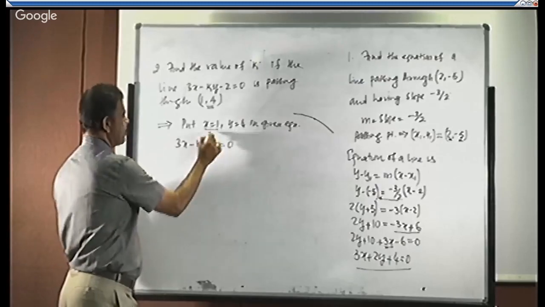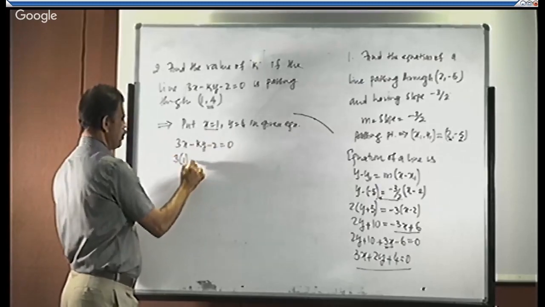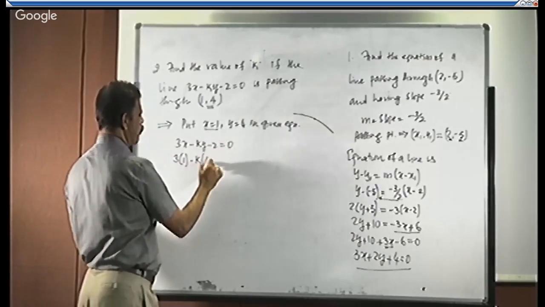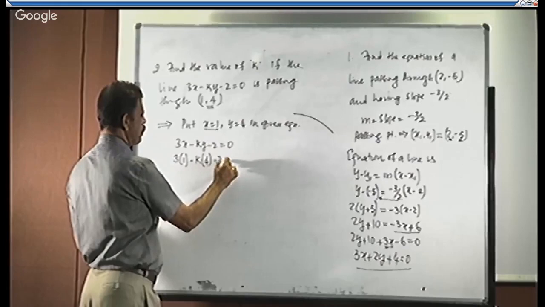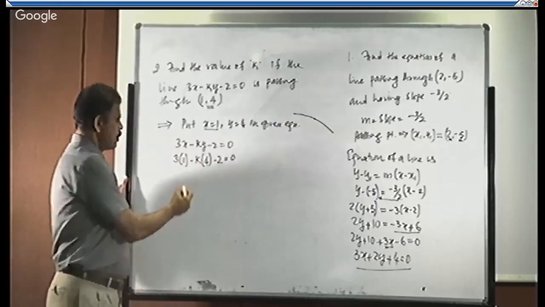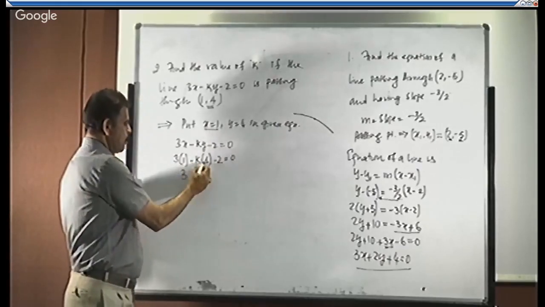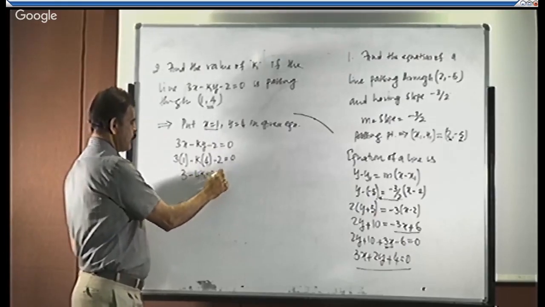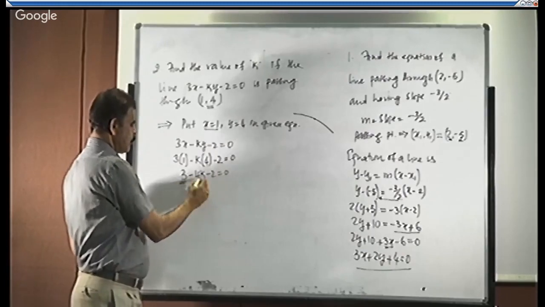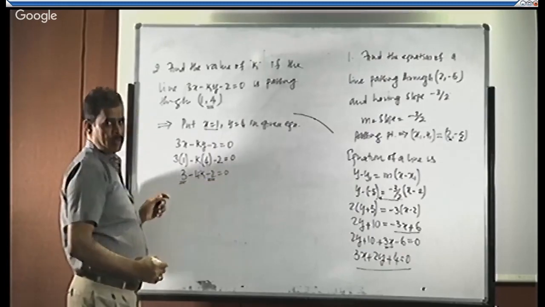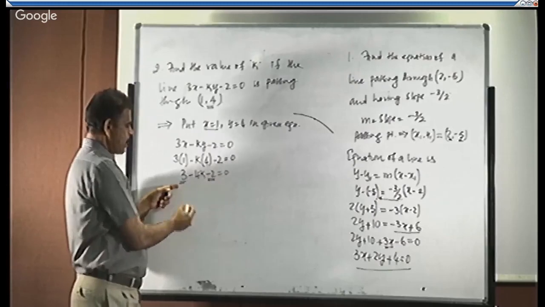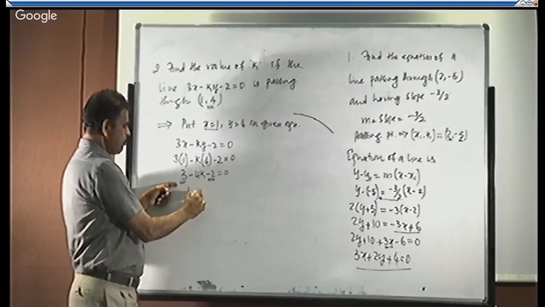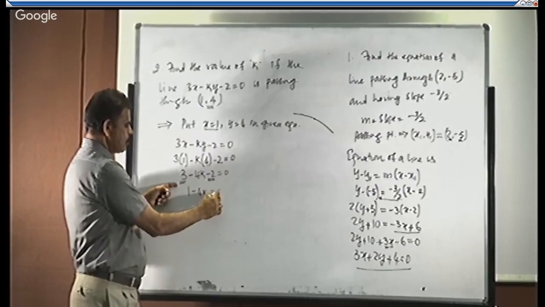What is x? x is 1. 3 into 1 minus k into y. What is y? It is 4. Minus 2 is equal to 0. So 3 into 1 is 3, minus k into 4, that is 4k, minus 2 is equal to 0. Numbers you can add or subtract according to the sign. 3 minus 2 is 1, minus 4k is equal to 0.